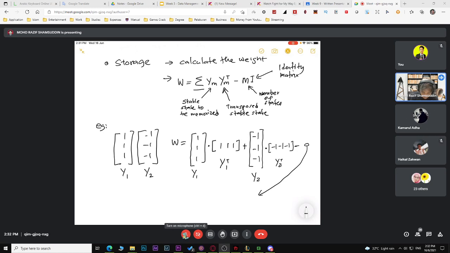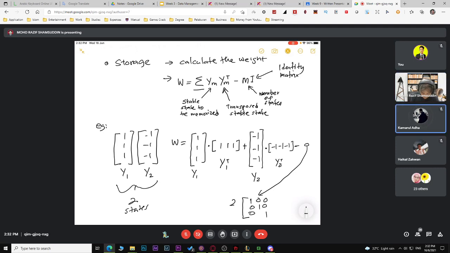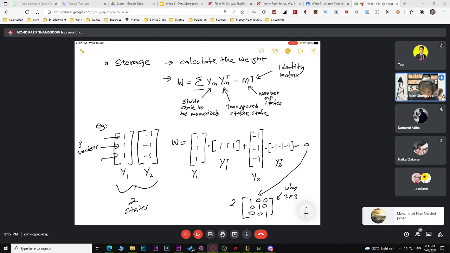So how many states do you have? 2 states, right? So this is 2 times the identity matrix, which is 3 by 3. Why 3 by 3? Because we have 3 elements, or 3 vectors, or 3 neurons for each state. So that's how you get the identity matrix.